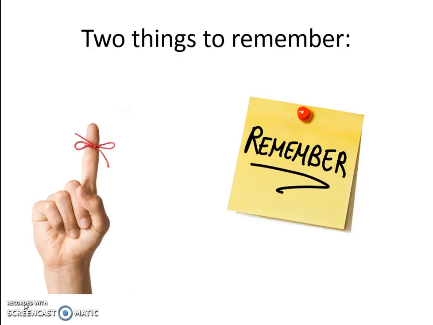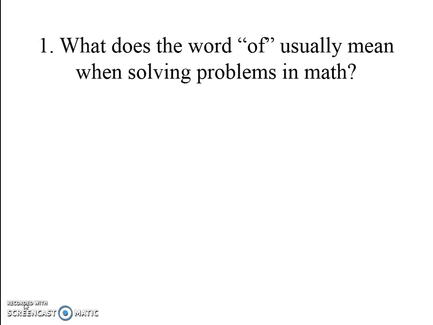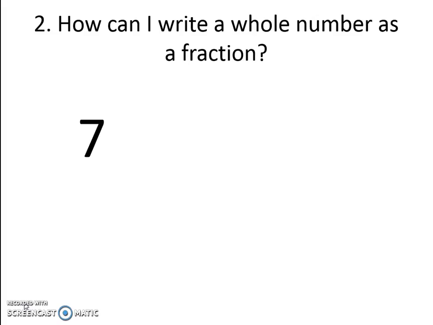Hi guys, I'm here to remind you of two things to remember. One, what does the word of usually mean when solving problems in math? Of means times or multiply. Number two, how can I write a whole number as a fraction? For this example, you'll see the number 7 written just like normal, and then 7 written as a fraction. 7 over 1 means the same as just the number 7.